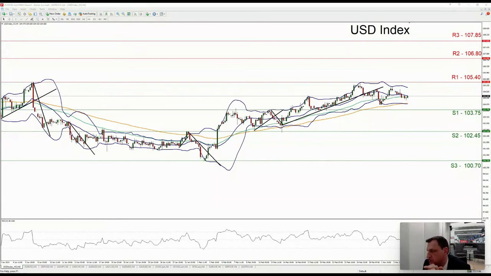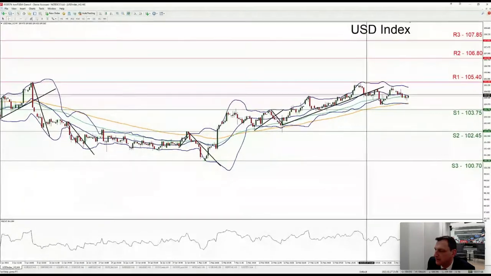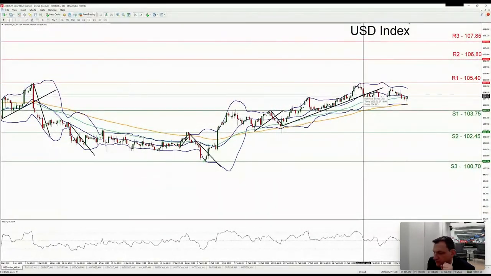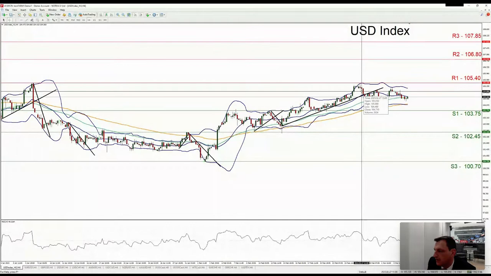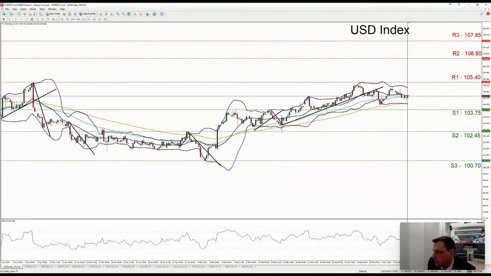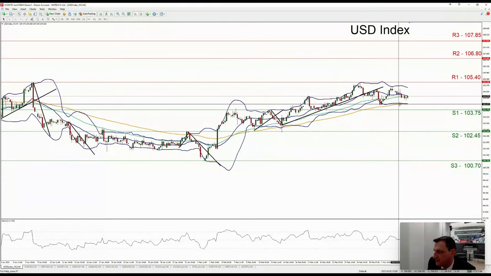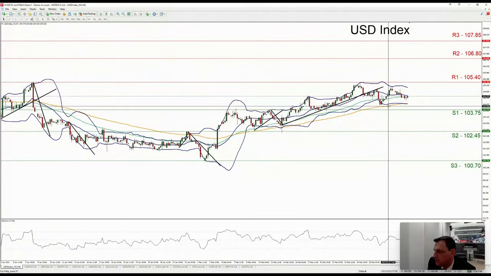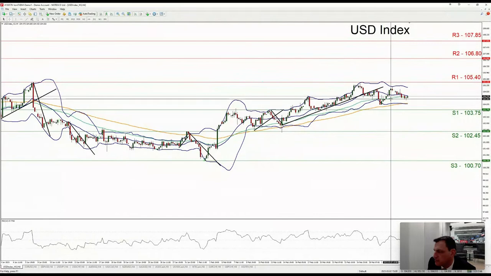Note how the US dollar was clearly in a sideways motion in the chart in front of you between the 105.40 and 103.75, and that's been happening practically since, I would say, the 20th of February, but it became more clear practically since the breaking of the upward trend line, which was on the 27th of February, last Monday, 1 week ago. And note how sideways the motion was throughout the week. Very low volatility. Note how the Bollinger Bands have flattened out, in contrast, for example, with the 50 and the 100 moving averages.